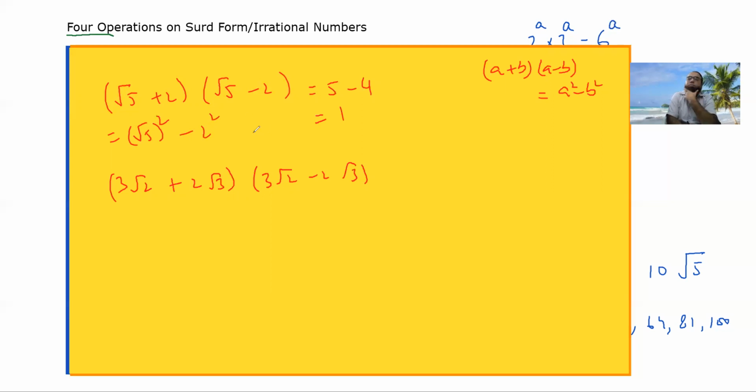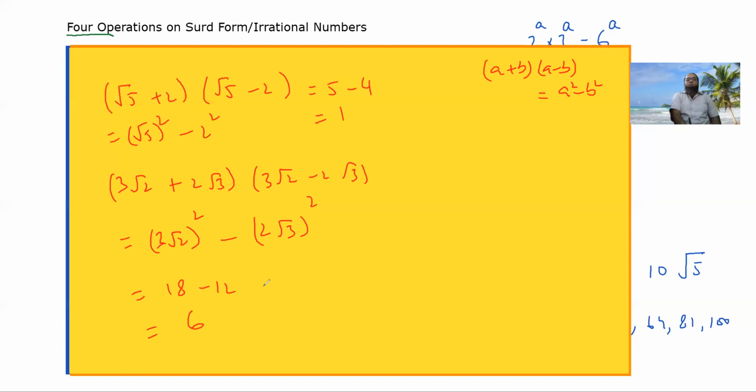Okay? And if you try this one, can you try this one? 3 under root 2 plus 2 under root 3 and then 3 under root 2 minus 2 under root 3. So this is basically 3 under root 2 square and then minus 2 under root 3 square. This will give you 9 twos are 18. This will give you 4 threes are 12. So this is 6.